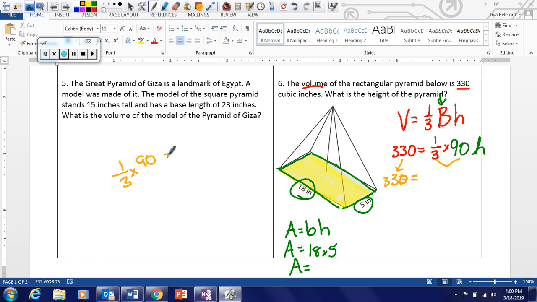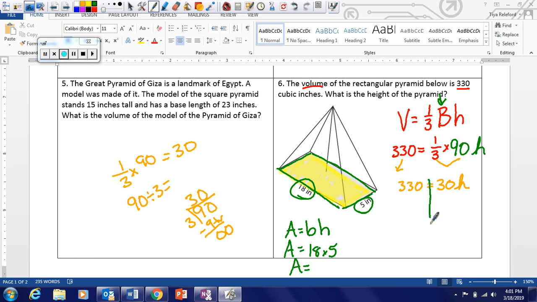1/3 times 90. Remember, 90 times 1/3 is the same as 90 divided by 3. What's 90 divided by 3? Right? So 1/3 times 90 is 30. So now this equation, I'm going to even write it a little bit neater. 330 equals 30H. You're going to solve this equation like any other equation.